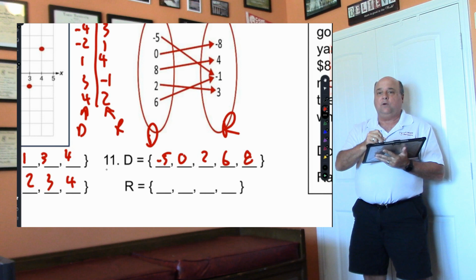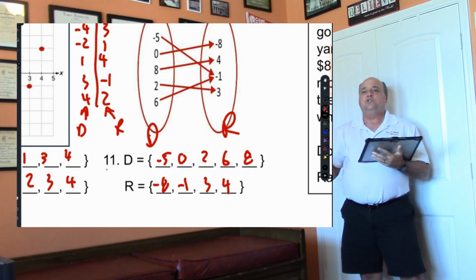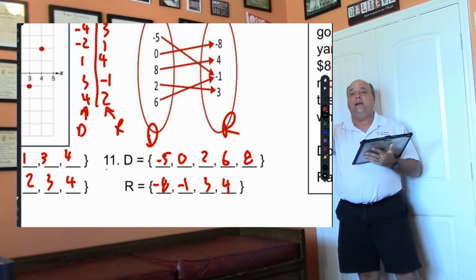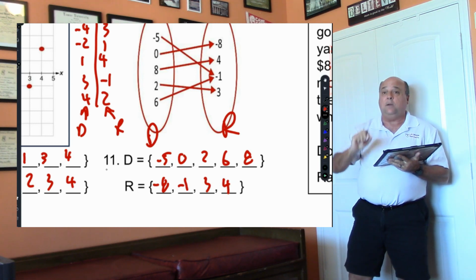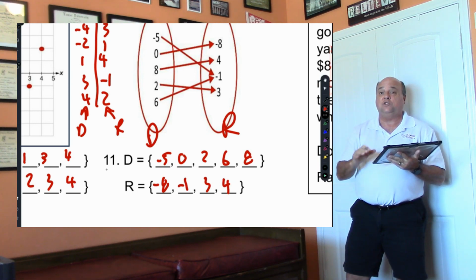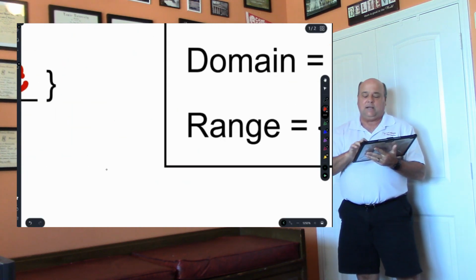My range is over here on the right. The smallest number is -8, then -1, then 3, and 4. So you always put your domain and range in order from smallest to largest. And if it's discrete, you put them in braces and you list the values. Your domain and range are the values of the x's and y's.